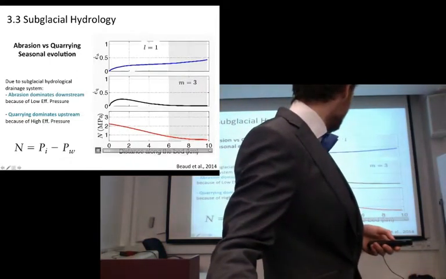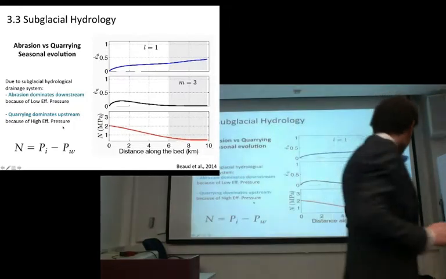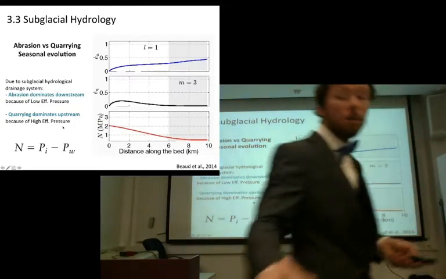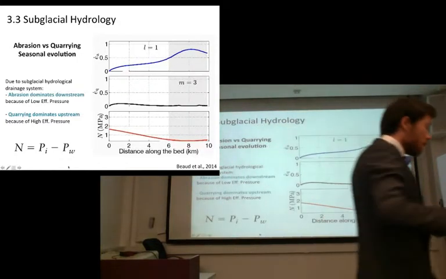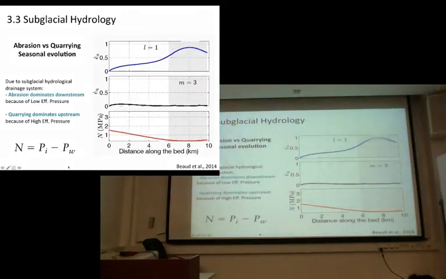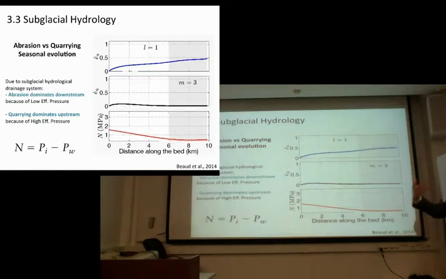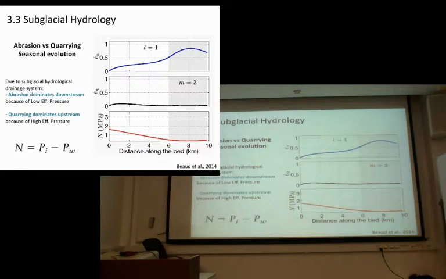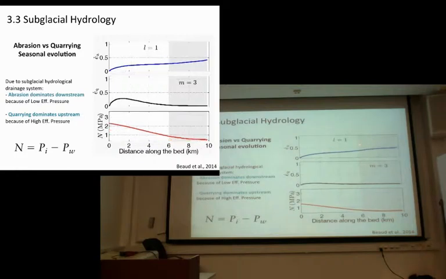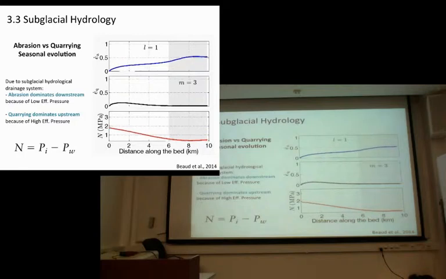So what this person did is he looked at the seasonal evolution. So in a season, in summer it's warmer, you produce water. The water goes to the bed and it changes the water pressure at the glacier bed. And so what's happening is here you have melt. I think it represents melt here.